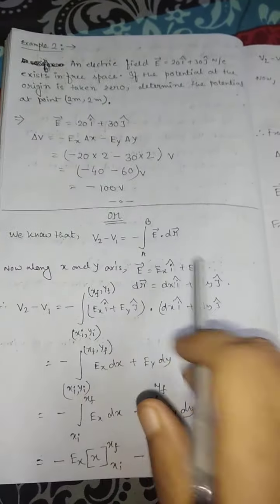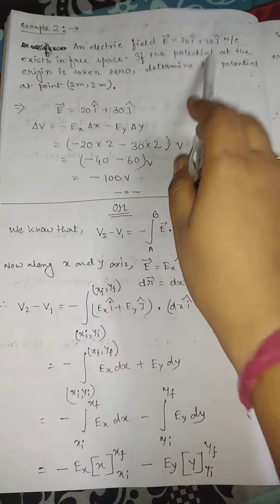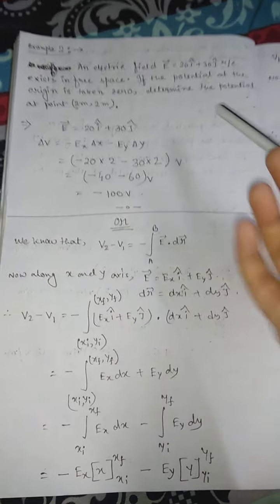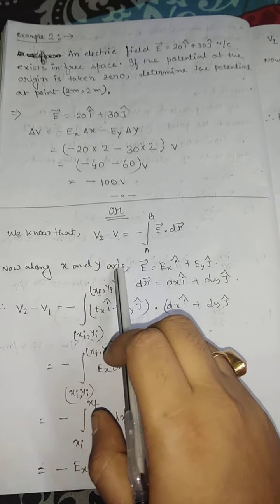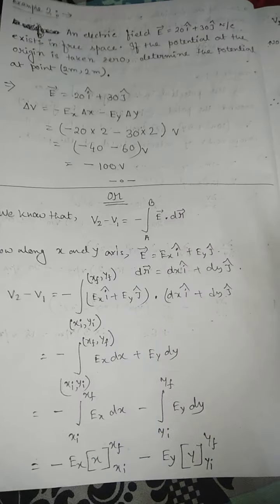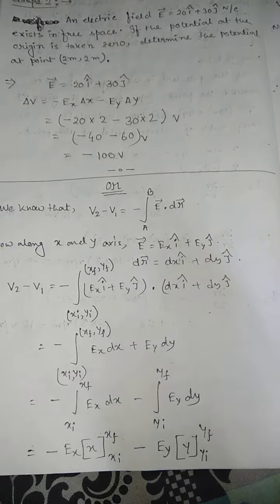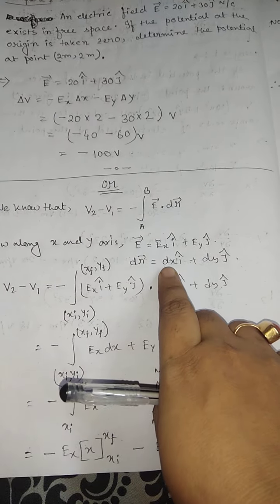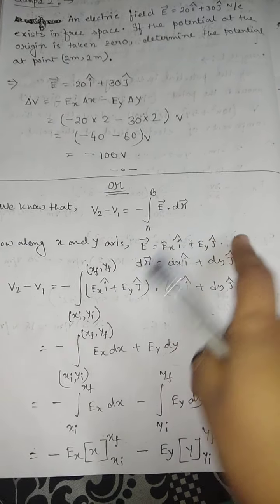We know from this expression that V2 minus V1 equals minus the integral from a to b of E dot dr, because we consider two points, a and b. Now along the x and y axes we resolve E as Ex i hat plus Ey j hat, and if there are three axes, plus Ez k hat. And dr equals dx i hat plus dy j hat, because r equals x plus y plus z. Here we consider two axes, not three.